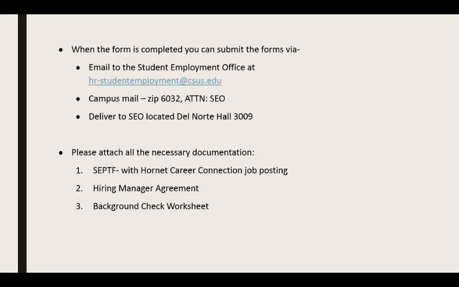When the form is completed, you can submit the forms via email to the Student Employment Office or through campus mail, zip 6032, or deliver them to the Student Employment Office located in Del Norte Hall, 3009. Please attach all the necessary documents: the SEPTF with the Hornet Career Connection job posting, the hiring manager's agreement, and the background check worksheet.